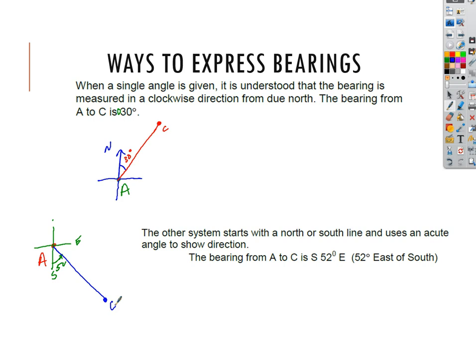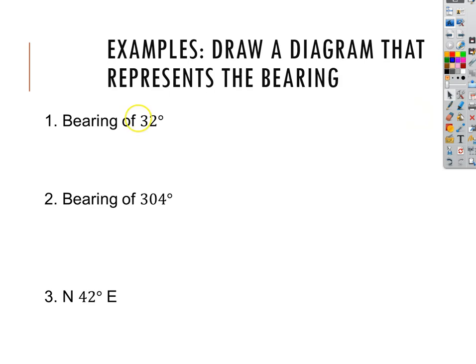Your turn to practice. Off to the right-hand side, you have 3 things to practice on. Ooh, I just caught something. This should be a 0. So 032 degrees, bearing of 304 degrees, and north 42 degrees east. I want you to use points A to C, B to D, and G to H. I want you to write something like that, so we'll figure this out. And on the flip side, you'll get answers.